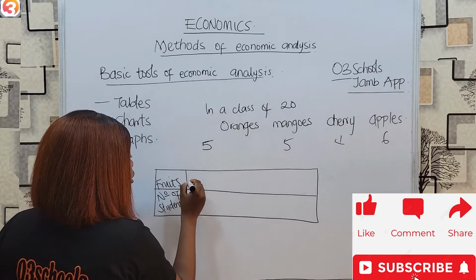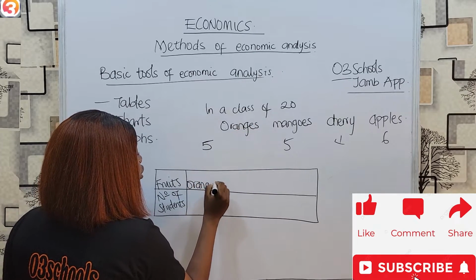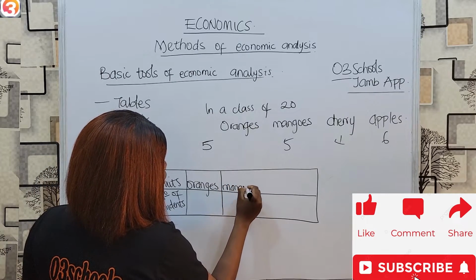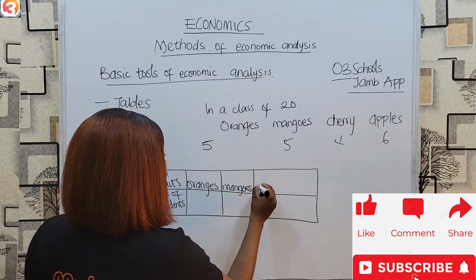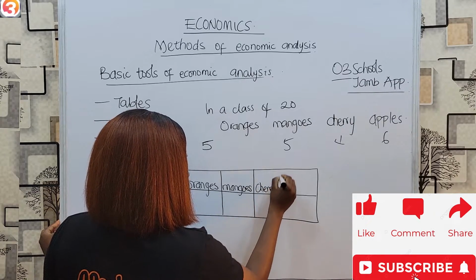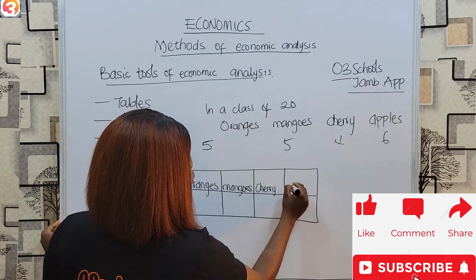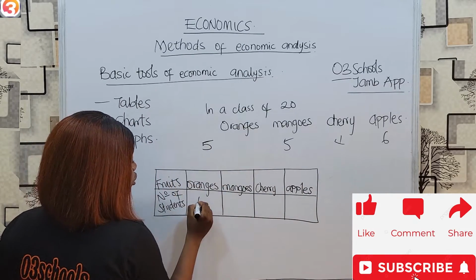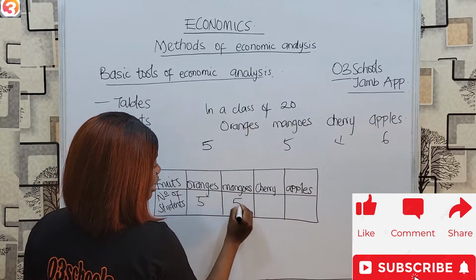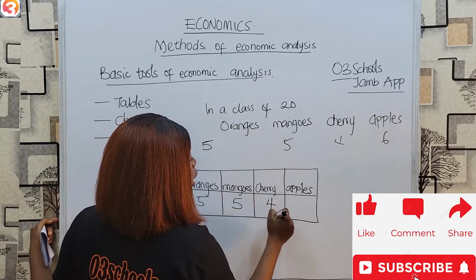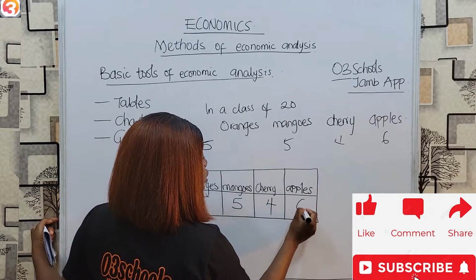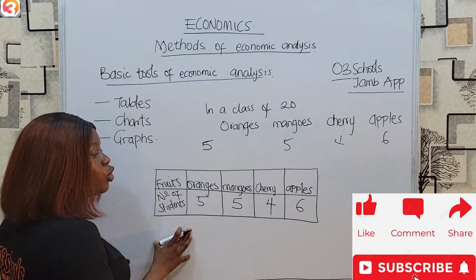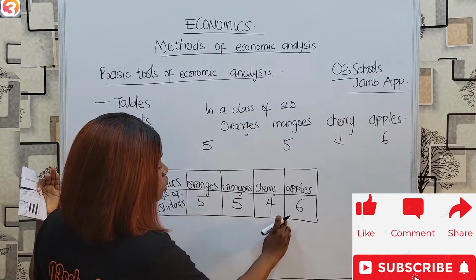Okay, so we have oranges. The first on the table of fruits, we have oranges. You draw the line. We have mangoes. You draw the line again. We have cherry, and then we have apples. Number of students that like oranges, we have 5. Number of students that like mangoes, we have 5. Number of students that like cherry, we have 4. And then the number of students that like apples, we have 6. So this is a simple representation of what a table, or a frequency table, looks like in economics.